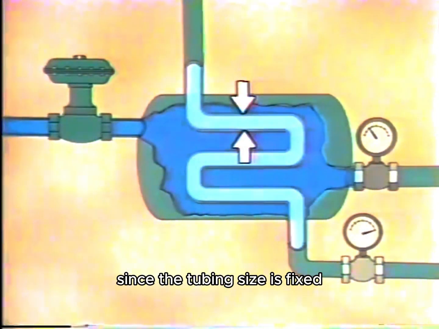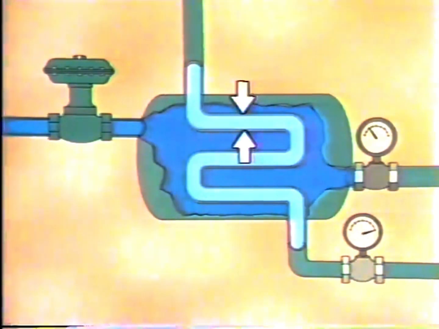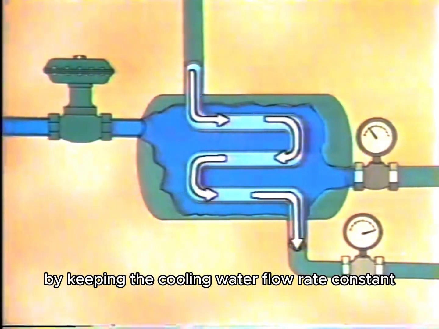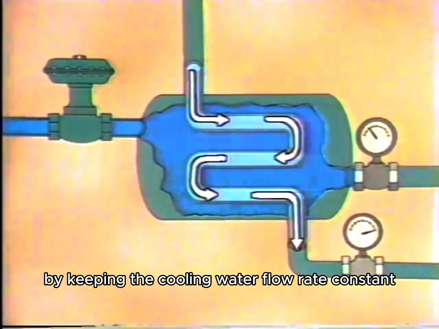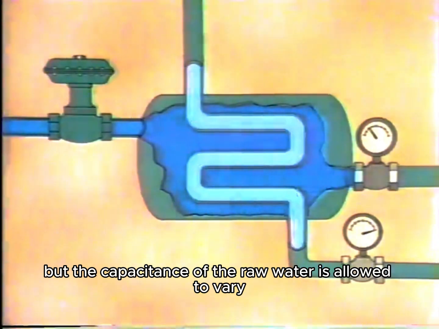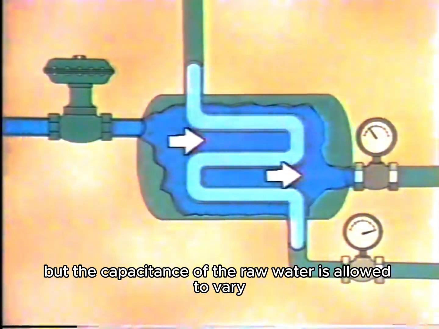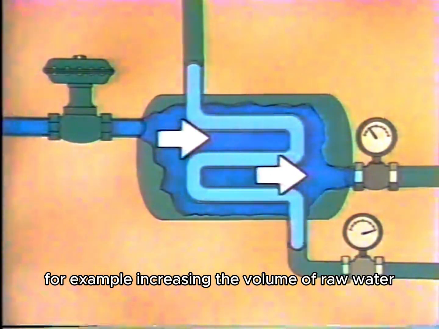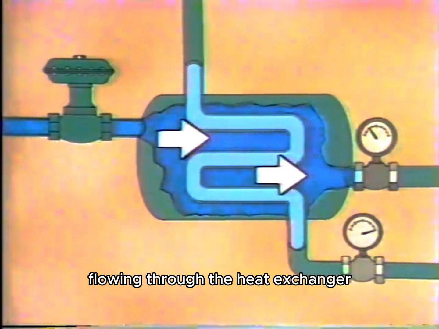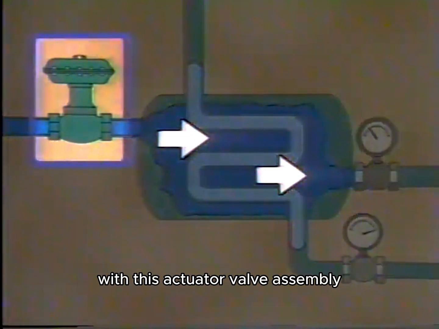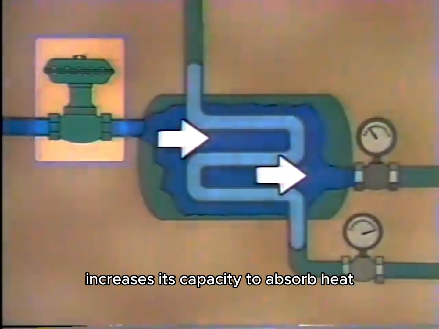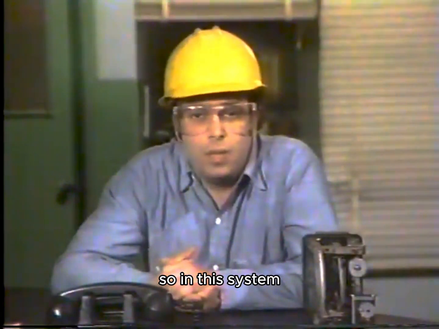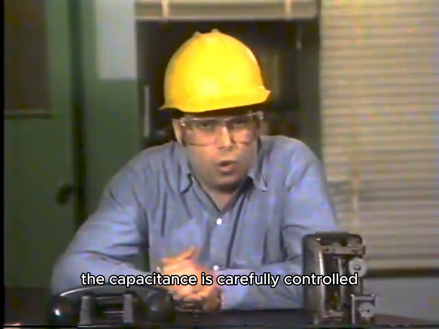Since the tubing size is fixed, the capacitance that is due to the cooling water is maintained constant by keeping the cooling water flow rate constant. But the capacitance of the raw water is allowed to vary. For example, increasing the volume of raw water flowing through the heat exchanger with this actuator valve assembly increases its capacity to absorb heat. So in this system, the capacitance is carefully controlled.